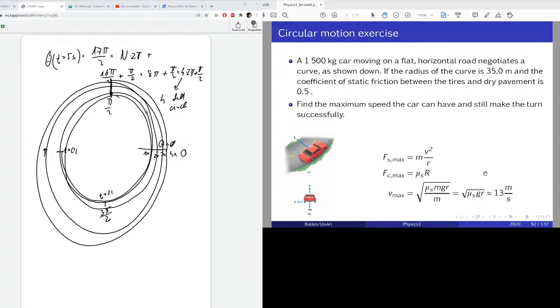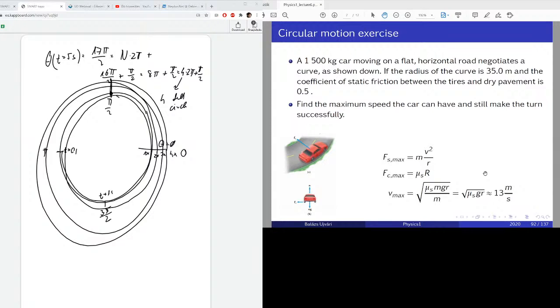The static friction will be the centripetal force. You know the static friction has a maximum value. Its maximum value is mu times the perpendicular force, which is the mass times g. We also know the formula for centripetal force. If you combine these two formulas, you get the maximum speed to make this turn successfully, which is 13 meters per second. You can imagine when the road is wet, this 0.5 will be, for example, 0.2 or 0.3. You can't make this turn successfully at 13 meters per second, but instead only, let's say, 5 meters per second.